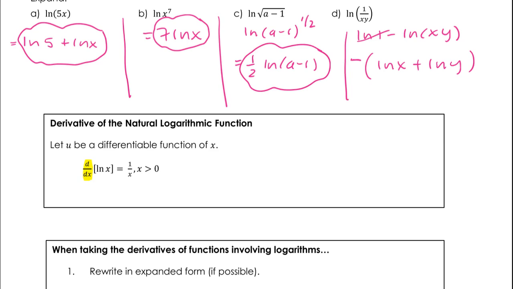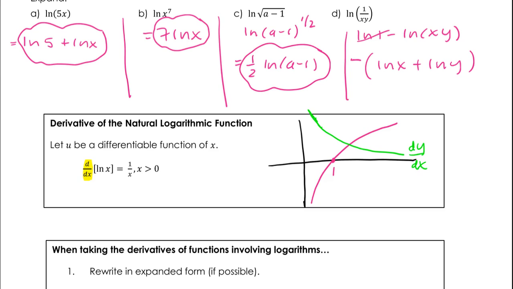So let's just look at the graph real quick. I just want to remind you what this looks like. Natural log function looks like this. And this is the point (1, 0). Okay, 1 over x looks like this. And this is, again, just a sketch. It's coming down up here and doing this. Okay, so this green one is the derivative, and the pink one is our function.